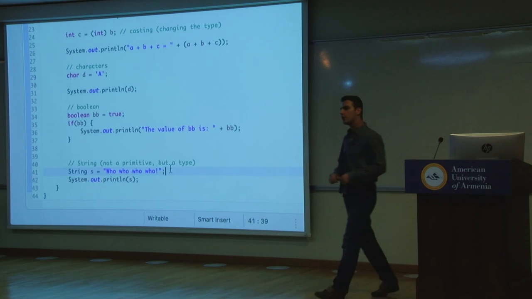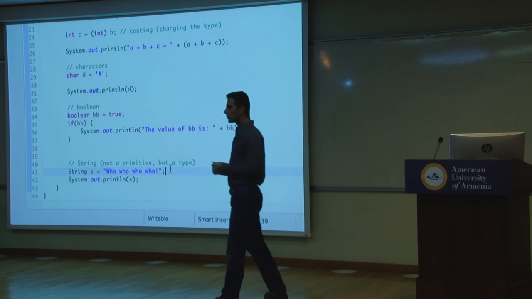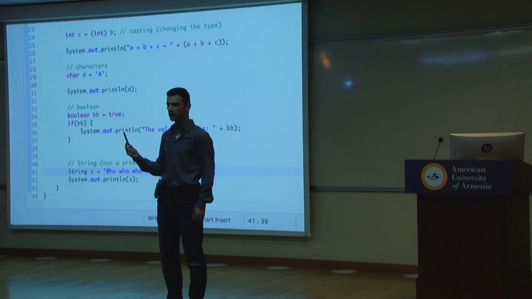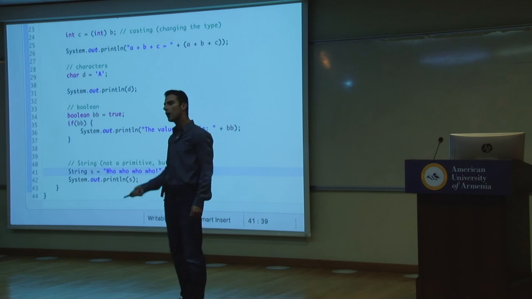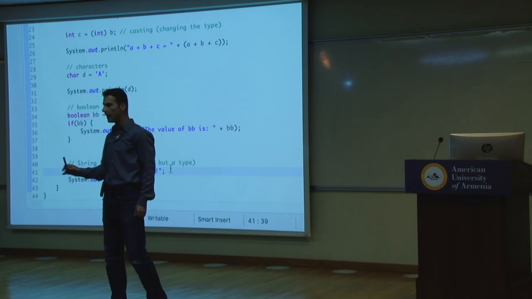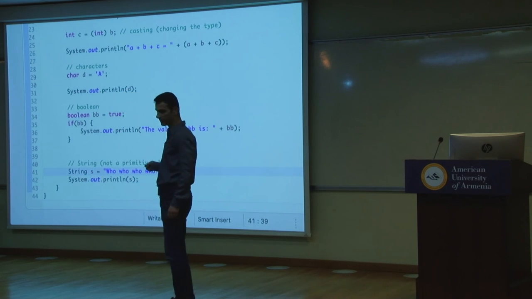Okay, so now we get to strings. Strings are objects in Java. We know what objects are, right? They're these container things. We'll talk about how to create objects in Java later. Don't worry about that for now, but just know that it's an object.